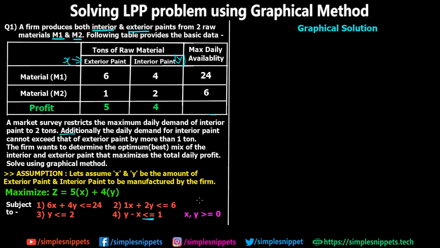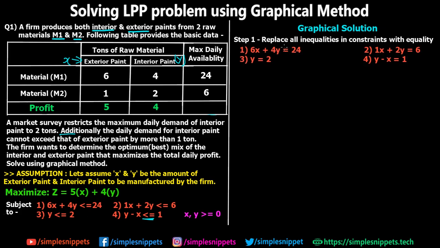So starting off with the graphical solution, step number 1 is to convert these inequalities into equations. When I say we have to convert all inequalities in constraints with equalities, I just mean that we have to remove this less than or greater than equal to sign from all these expressions and make it a proper equation. Okay, so you can see all these signs are being removed and now we have 4 proper equations. So this is step number 1.